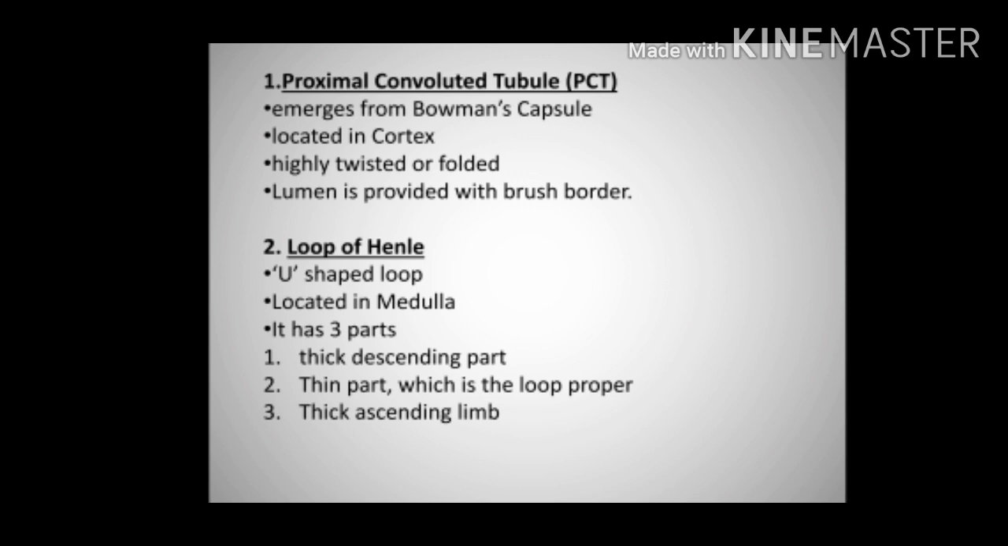Coming to the second part of the renal tubule, it is loop of Henle. It is named after its discoverer, Frederick Henle. It is U-shaped loop. It is the portion of nephron that leads from proximal convoluted tubule to the distal convoluted tubule. It is located in the medulla of kidney. It has three parts: thick descending limb, the part which is the loop proper, and the third one is thick ascending limb.